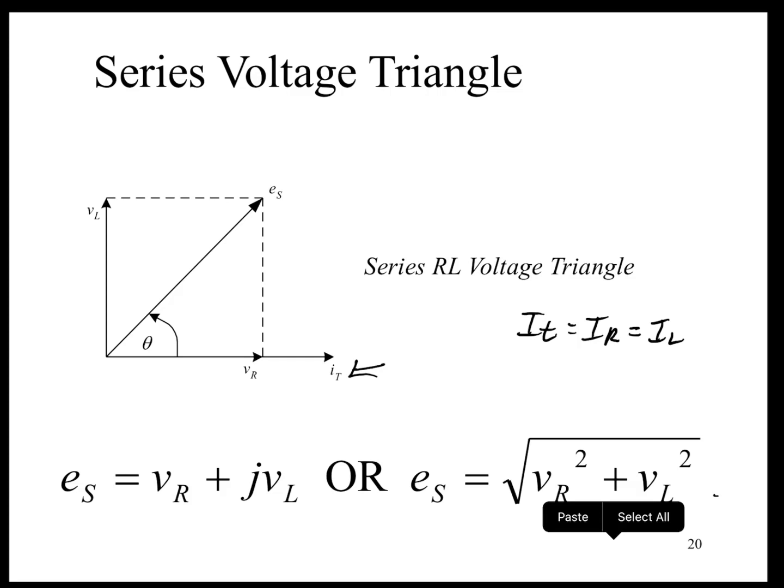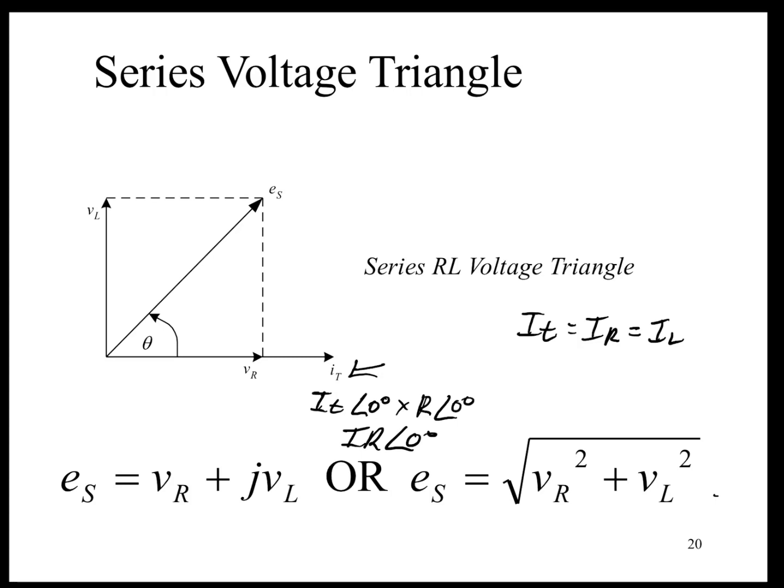Well, remember, we said that for a resistor component, that voltage and current are in phase. So that means if I take the value of I total and multiply it by R, then I total at 0 degrees multiplied by R at 0 degrees is going to give me an IR value at 0 degrees. And that's what's going to give me my VR here.